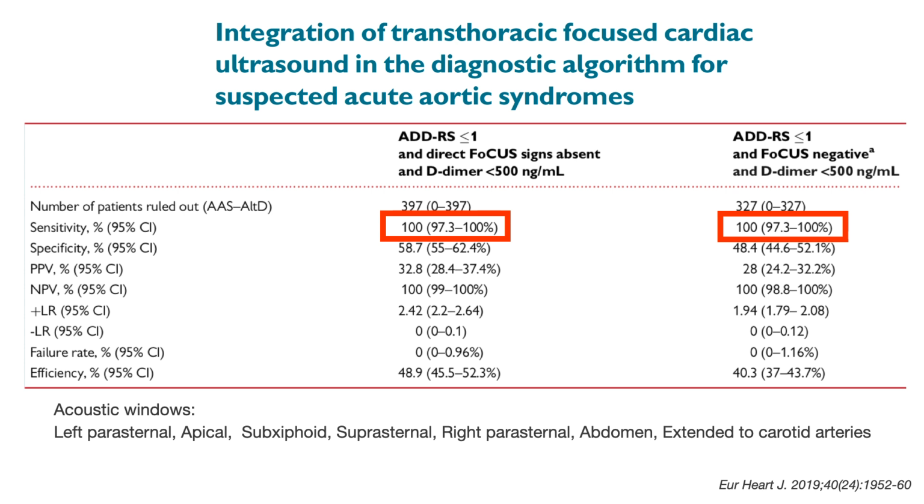A study in 2019 by Nazarian, they did a sub-analysis of all the patients who got an ultrasound and found that if you got the ADD risk score, the ultrasound, and the D-dimer, you could get the overall sensitivity to 100%. The way that they did this, however, was pretty intense.